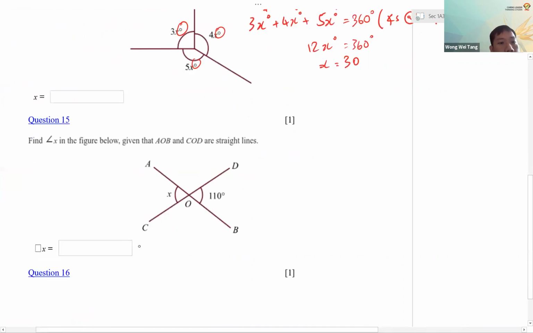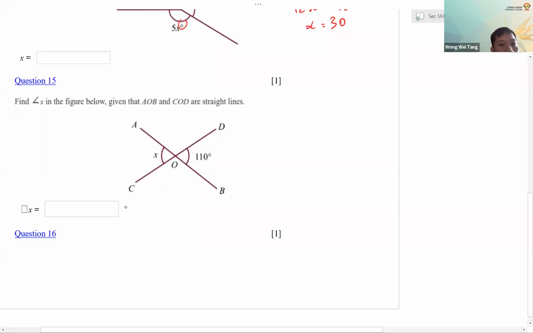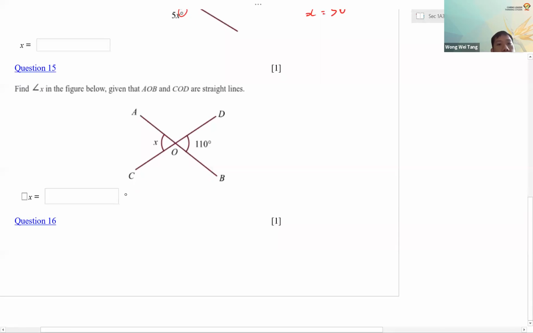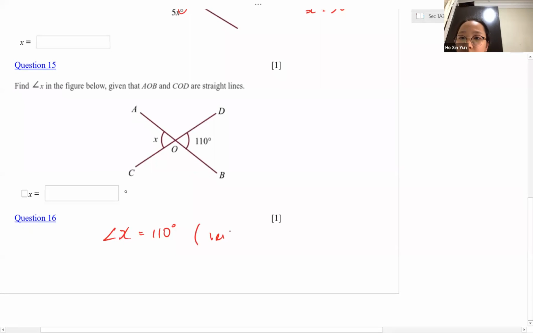Okay, next one, question 15. Xin Yun, what is the value of angle X? Angle X is 110 degrees. Okay, angle X equals to 110 degrees. What is the reason? Vertically opposite angles. Very good.